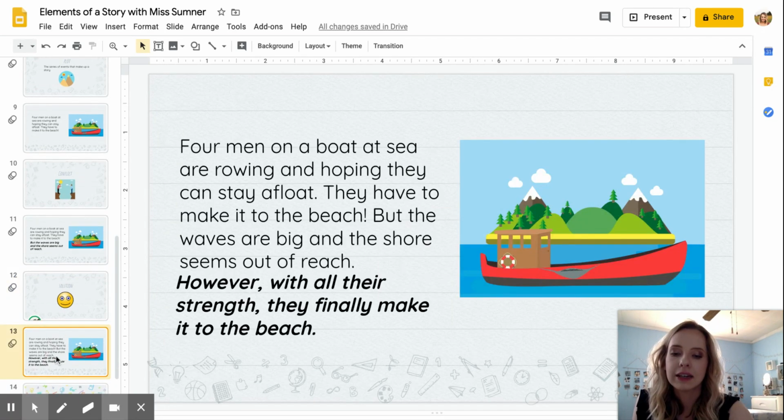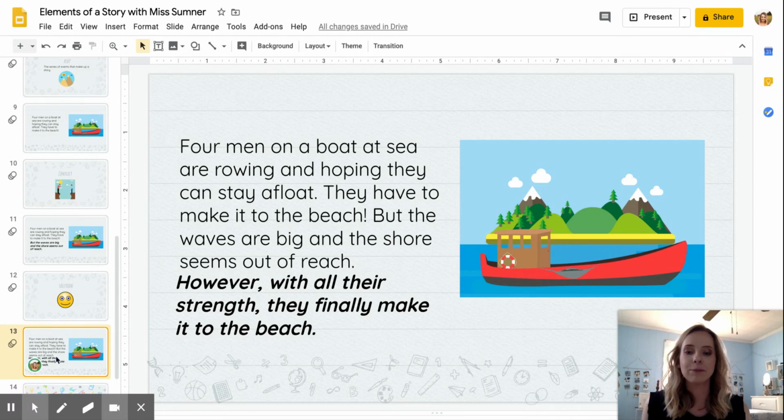So let's look at an example. Our example story finally has a solution. The four men made it to the beach. Despite the conflict of the waves and the shore, they made it to the beach safely. With all their strength, they finally made it to the beach. That was our solution to the conflict that they had.